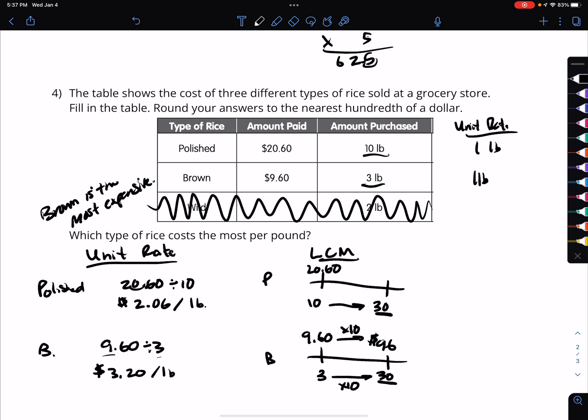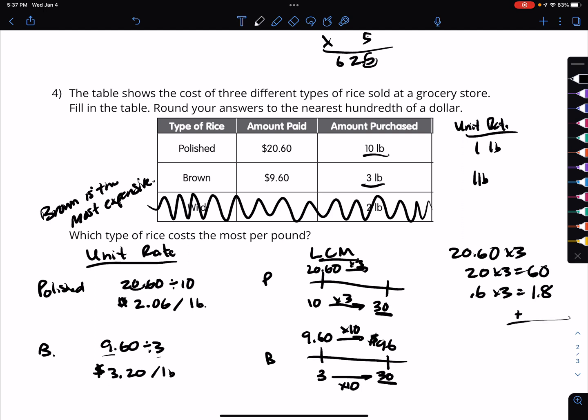For least common multiple of the polished rice, I would need to multiply that by 3 times 3, so 20.60 times 3. In my head, I'm thinking 20 times 3 is 60. 60 cents times 3, or like 6 tenths, is going to be 18 tenths, or 1.8. So when we add those up, we would get $61.80. So it would only cost $61.80 to buy the polished rice.